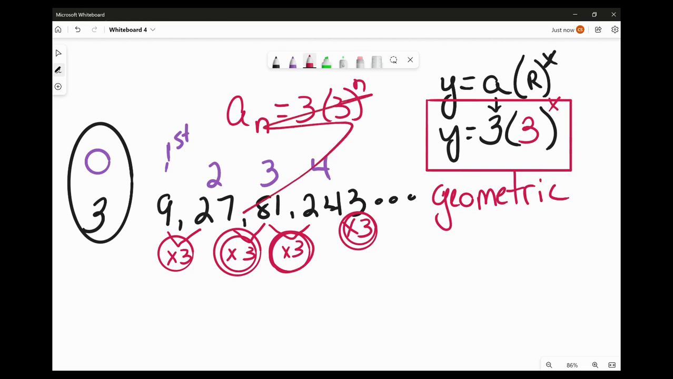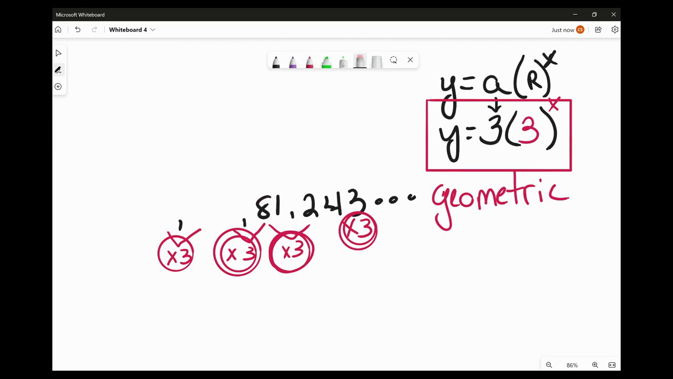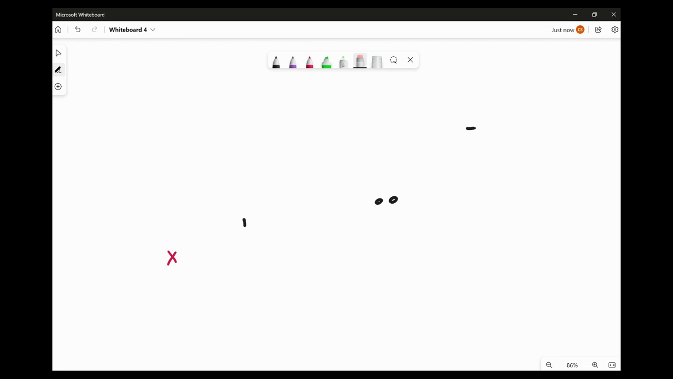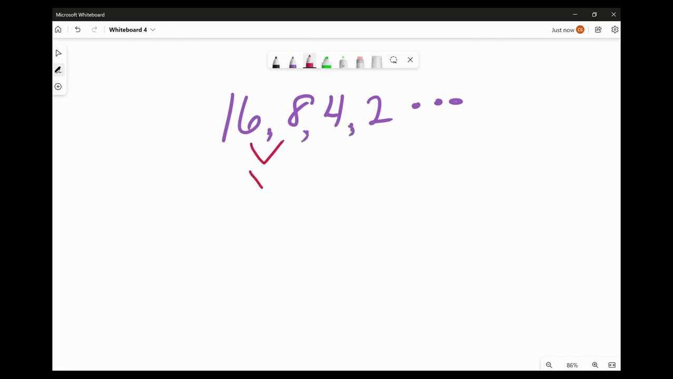Now, let me show you another one. Sorry about that. It's very finicky sometimes over here. All right, so let's do one that has decay. So it's going down. So let's start with 16, 8, 4, 2, dot, dot, dot. And you can see that I'm dividing by 2 every time, or what I would rather you say is multiplying by a half.